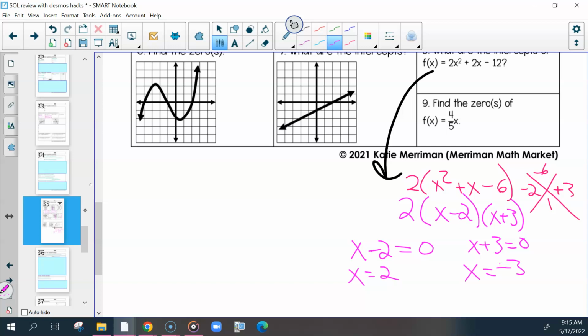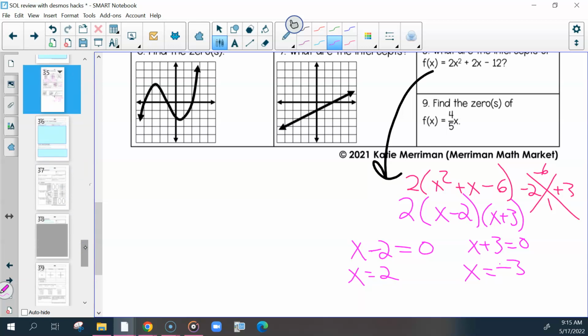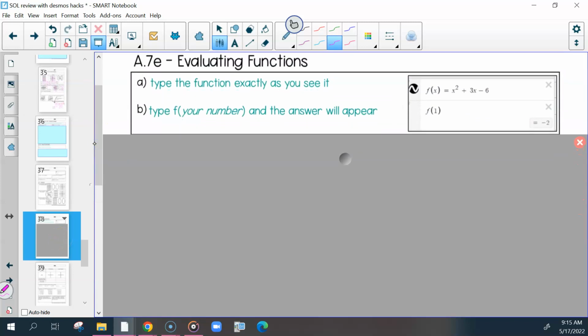Divide everything by 2 here. On the next page, evaluating. Type the function exactly as you see it. Type F, your number, and the answer will appear. So anytime you need to evaluate, substitute the number in, and it will solve it for you.